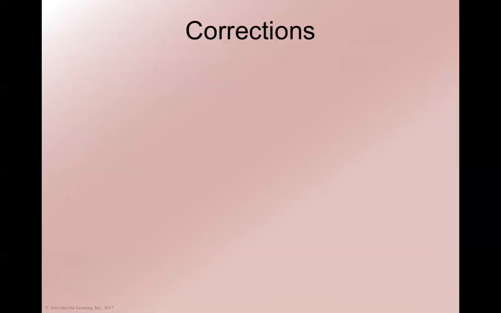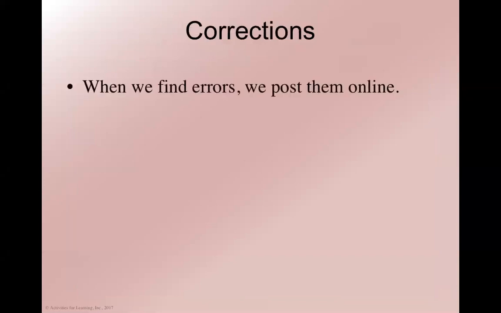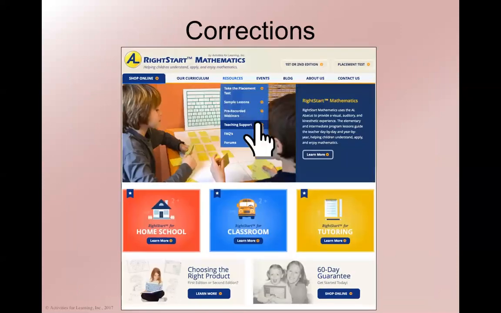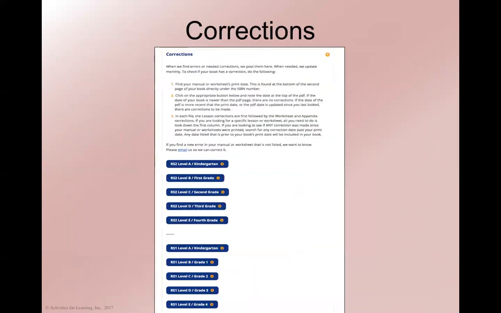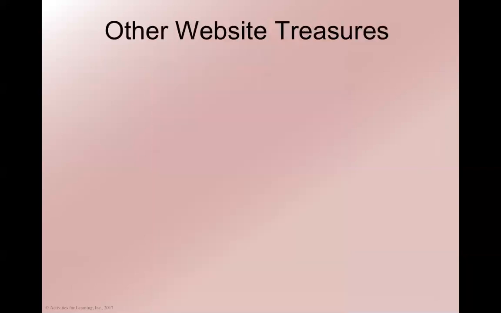Corrections. If there are any corrections, they will be posted online. You can find them here under resources, under teaching support. Come on down to corrections, and then you find your level. Now for level F, there are no corrections yet. When there are, you'll see another blue button here that says level F, and you'll click on it, and it'll show you the date, what page, and what the correction is. And so you can go from there.